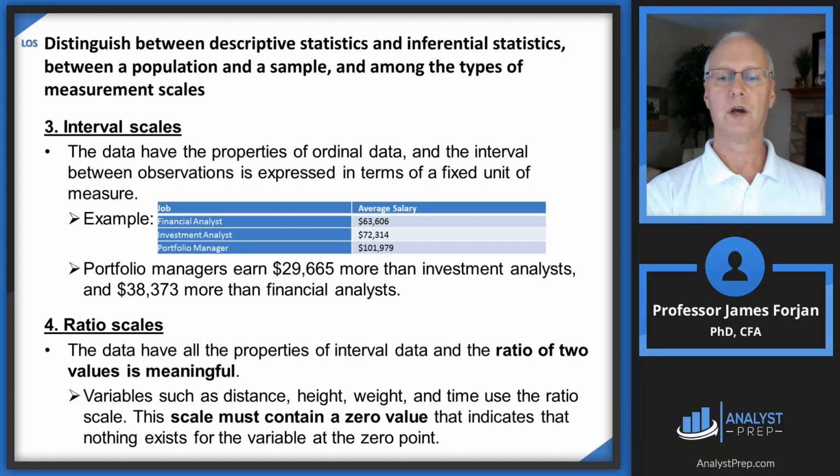Ratio scales have all the properties of interval data, and the ratio of two values is meaningful. Variables such as distance and height. For example, you might say, it's 5 miles from my house to my work. And so we start with 0. This is the scale that starts with 0. Anything that starts with 0 and then moves, like height. You're not really 0 height when you're born, but you could be 0 height. But then if you're 6 feet when you're 18 years old, that has meaning.